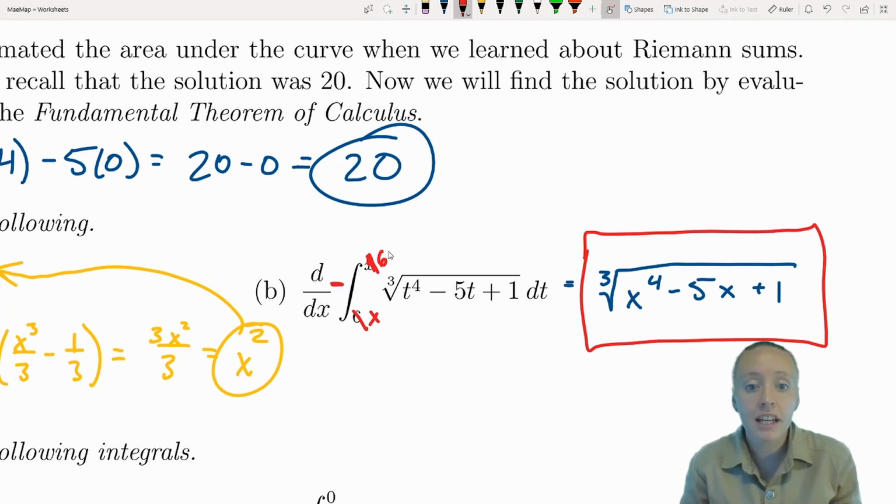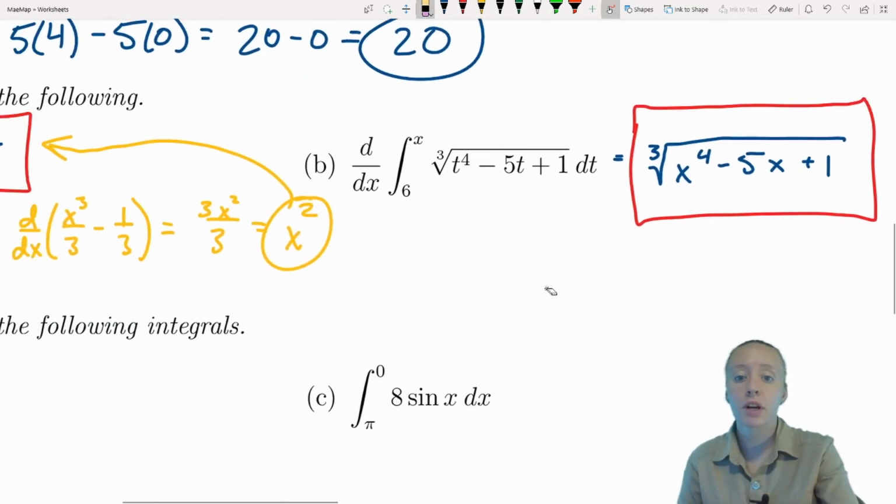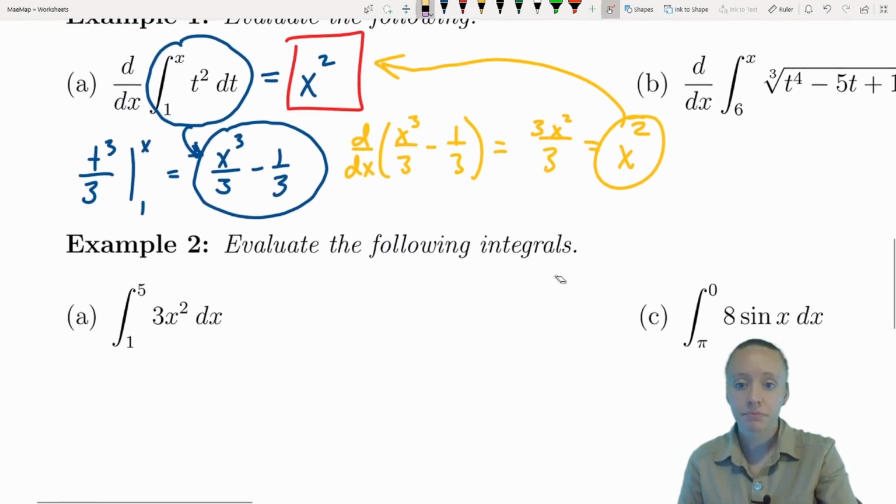And when we put a negative out in front, we would also have to put a negative out in front after we apply that fundamental theorem. So just keep that in mind when dealing with integration. Now, let's move on to example 2, where we're going to be working with plugging in different bounds.